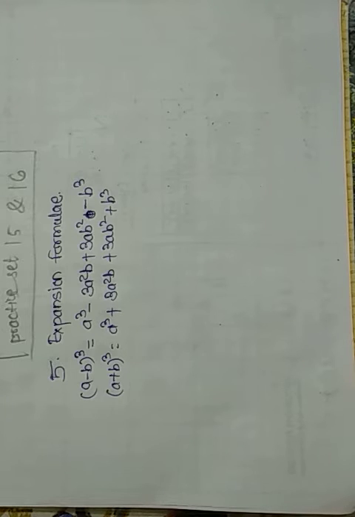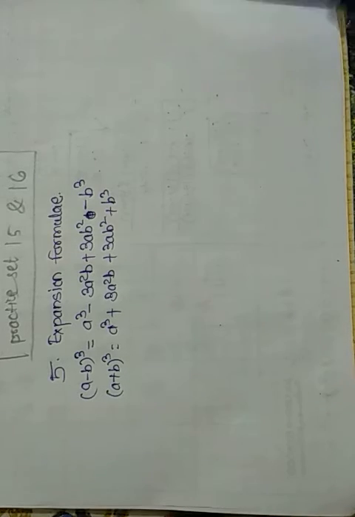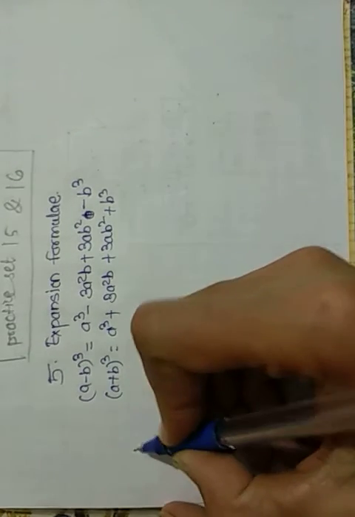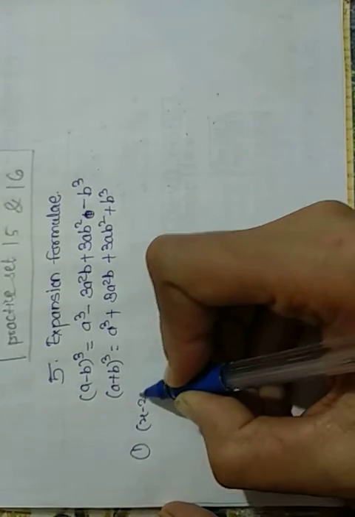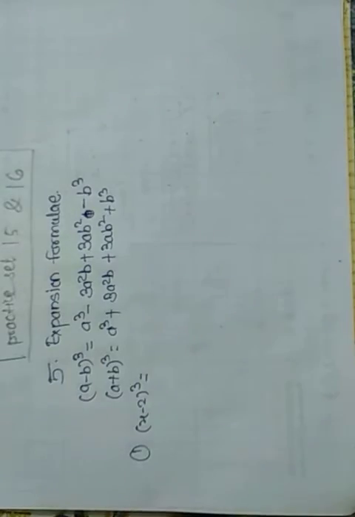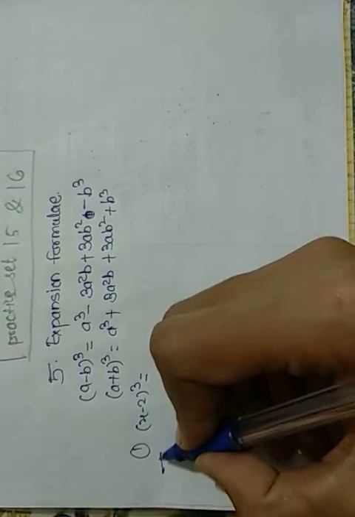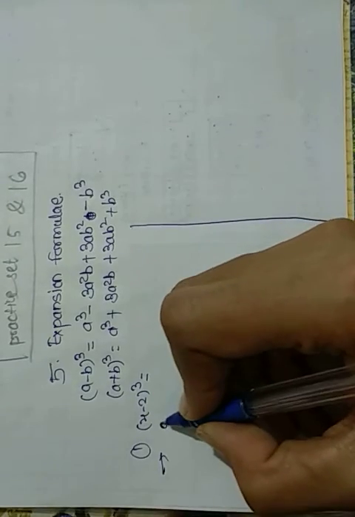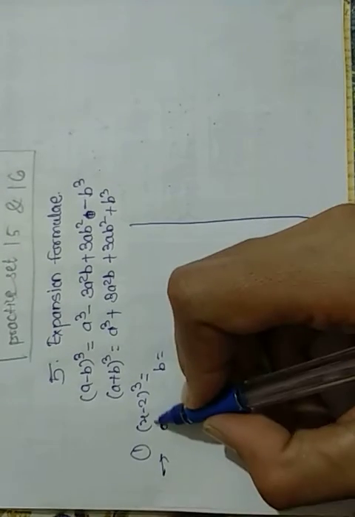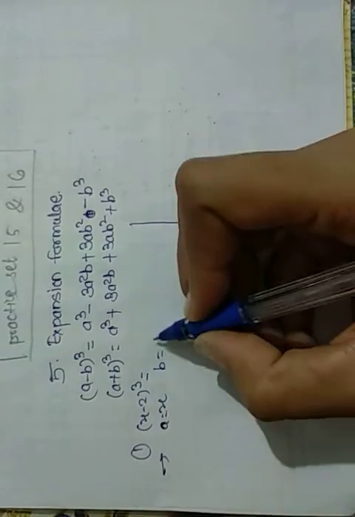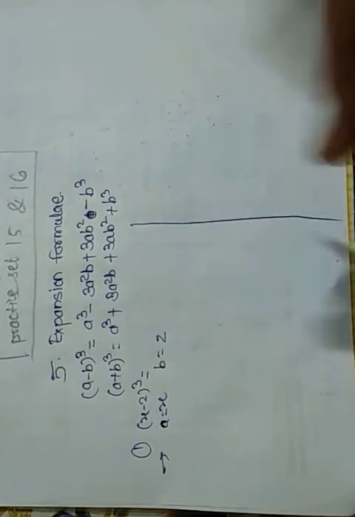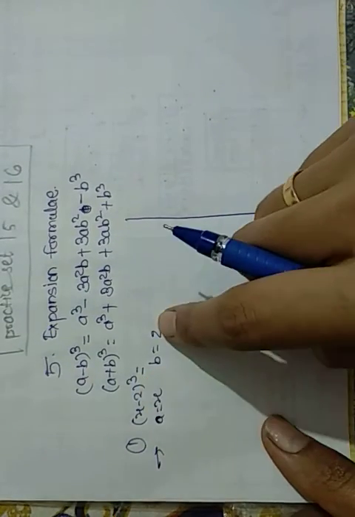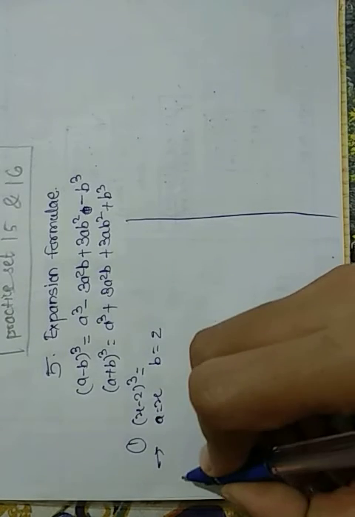Now let's see the examples based on this formula. The first example is (x − 2)³. Here in this expression, first find out the value of a and the value of b. The value of a is x and the value of b is 2, because we use the formula (a − b). So don't take the value of b as minus 2. The value of b is 2.